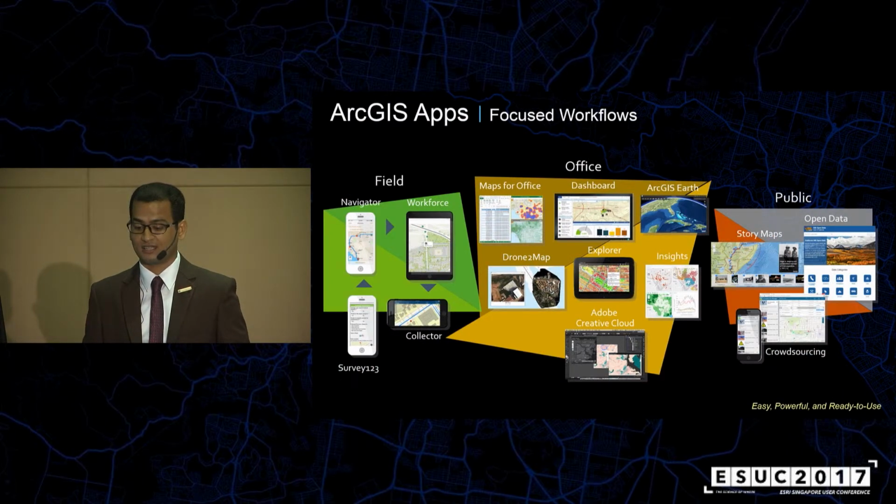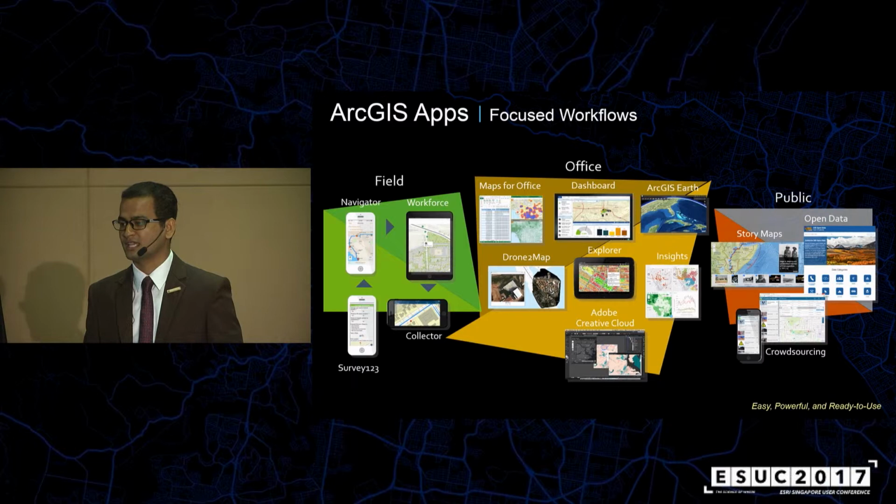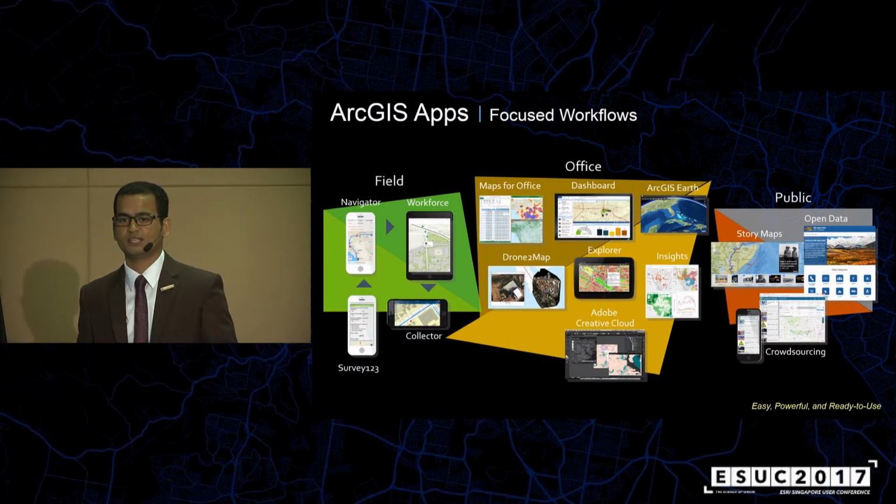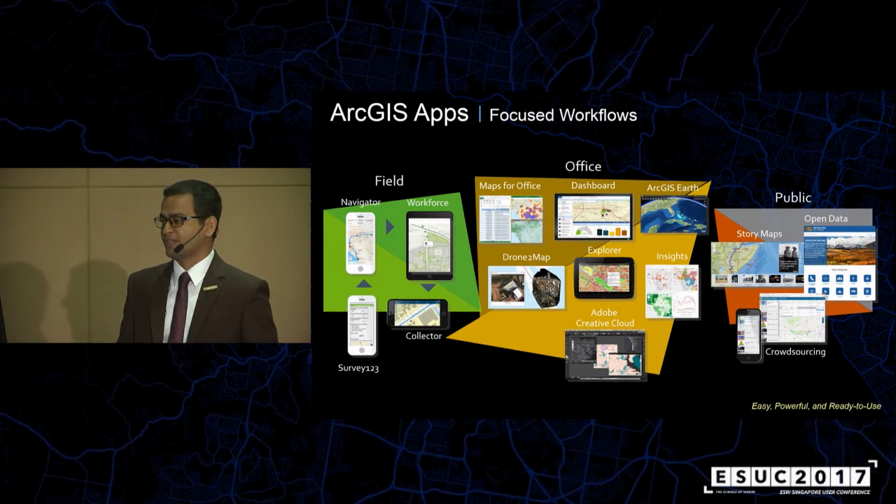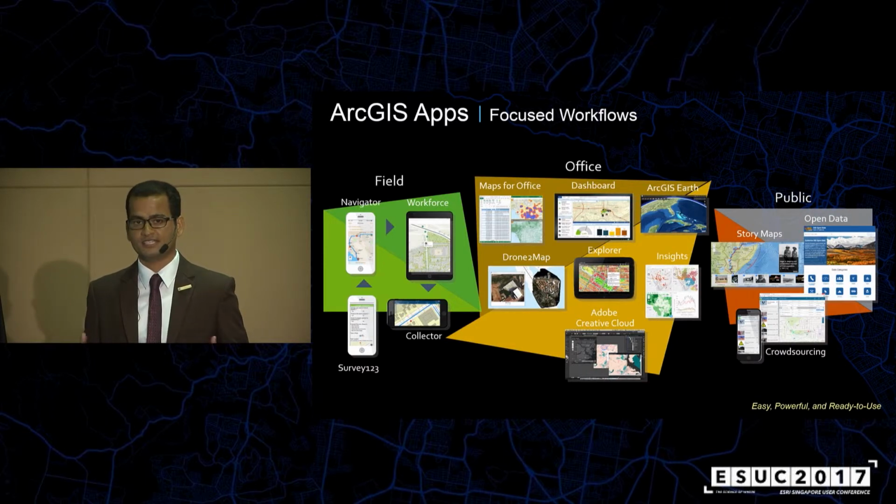ArcGIS apps are grouped into three different application families. The apps for the field, such as Collector, Survey123, and Workforce. Apps for the office, where your management and your stakeholders can see the different KPIs that you have set up using Operations Dashboard. And apps for the public, for the communities. You can create a beautiful story map, like what Sharon just shared with you, and share it with them so that they can get some insights about the data.